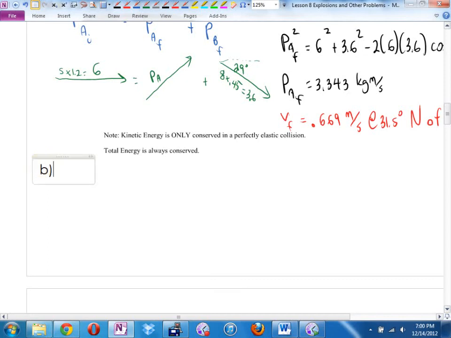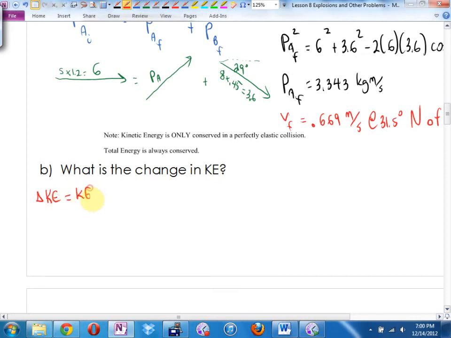Part B. What is the change in kinetic energy? Well, change in anything is going to be final minus initial. Now, here's a nice thing. Kinetic energy is a scalar.